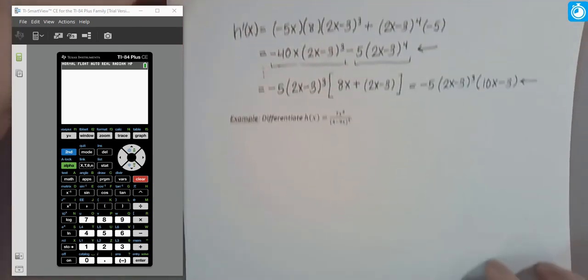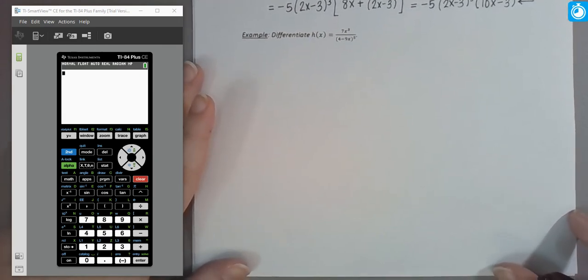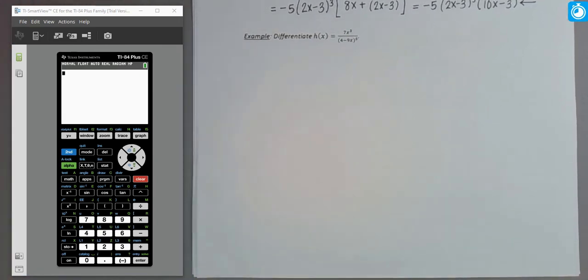Okay, let's try one last example. So we did extended power rule, which is, think of the power rule as being part of the chain rule. We just used the chain rule inside of the product rule. Now let's use the chain rule inside of the quotient rule.